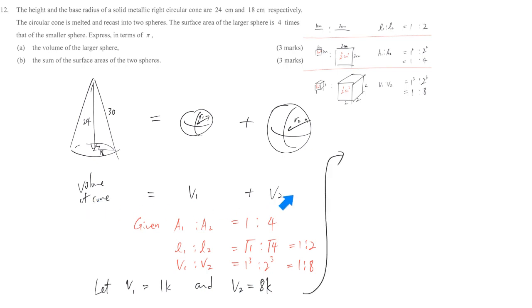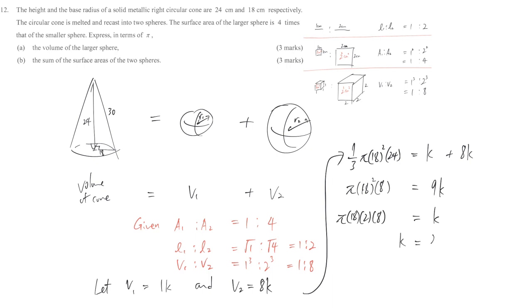So after that, we are going to start from this equation. Volume of cone, we have full details of this cone. So we can write down 1 over 3 pi r squared times height. R, the base radius is 18, while the height is 24. Should equal to V1, we express it in terms of 1K. V2, we express it in terms of 8K. So divide both sides by 9K, we have pi times 18 times 2 is left times 8. 288 pi.